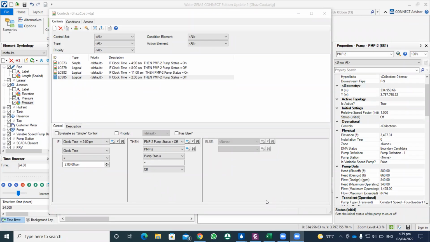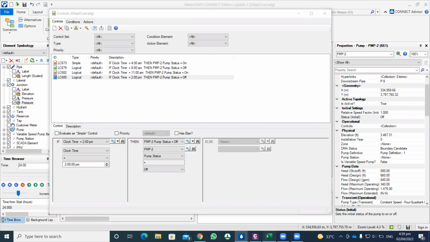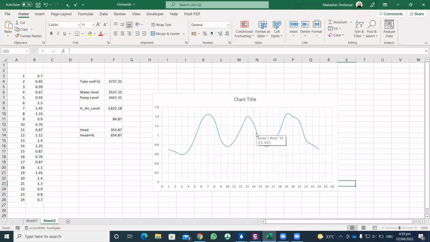Okay, so when the time reaches about 2 p.m. the pump should turn off, and then when the time reaches 17 hours or 5 p.m. the pump should turn on.